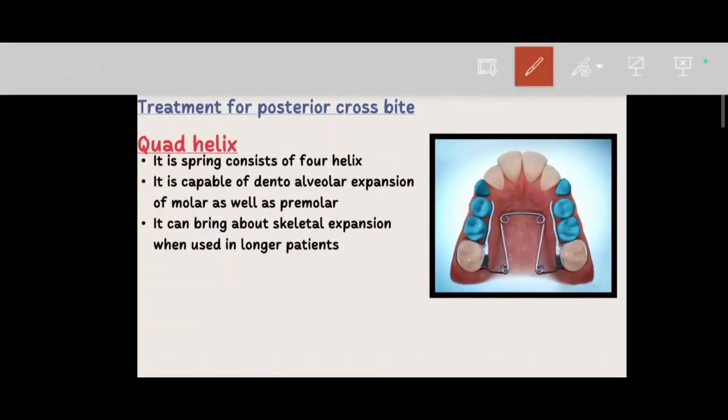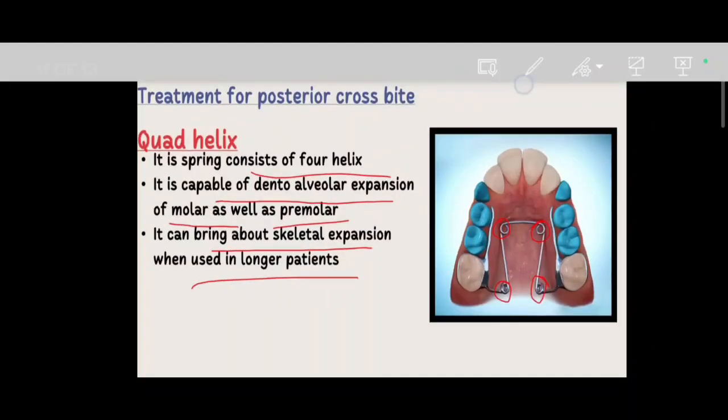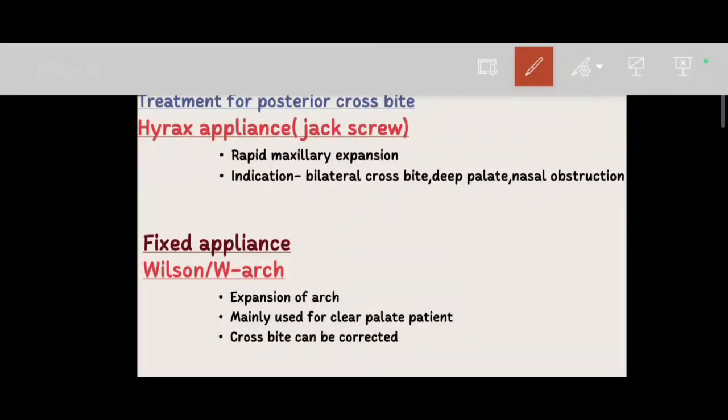Now the quad helix. The quad helix is a spring appliance with 4 helices. You see 1, 2, 3, 4. It is capable of dentoalveolar expansion of molars as well as premolars. It can bring about skeletal expansion when used in a younger patient. These loops increase the flexibility and the expansion. Quad means 4. So how many helices are present in quad helix? The answer is 4.